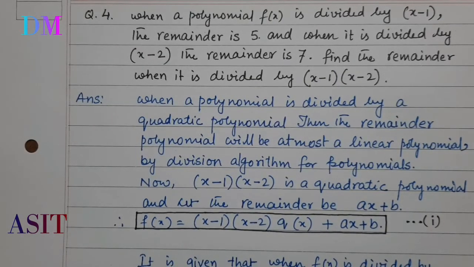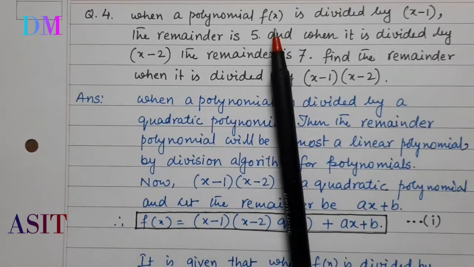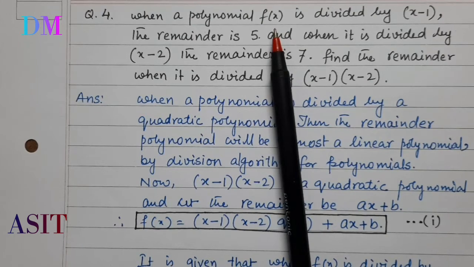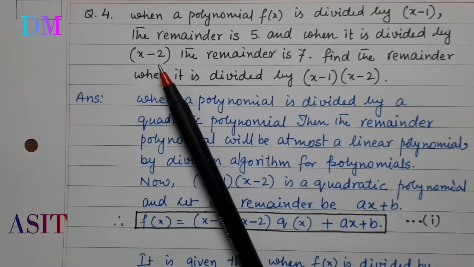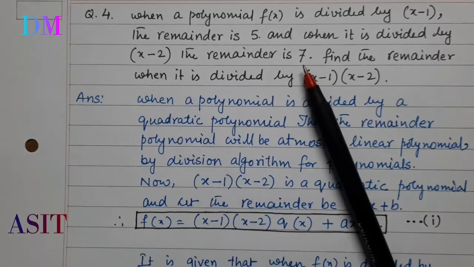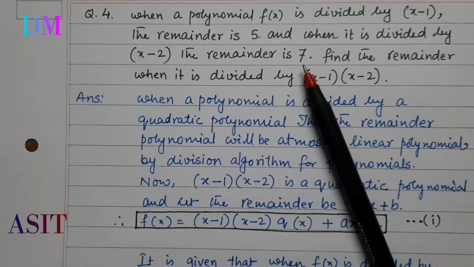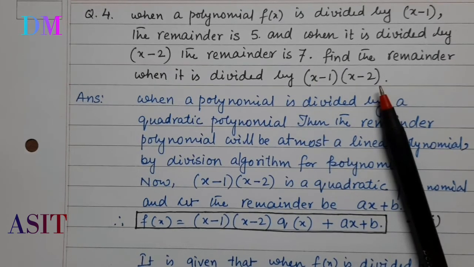Now let us see the next question. It is given that when a polynomial f(x) is divided by x minus 1, then the remainder is 5. And when it is divided by x minus 2, the remainder is 7. Now the question is, find out the remainder when it is divided by (x minus 1) into (x minus 2).